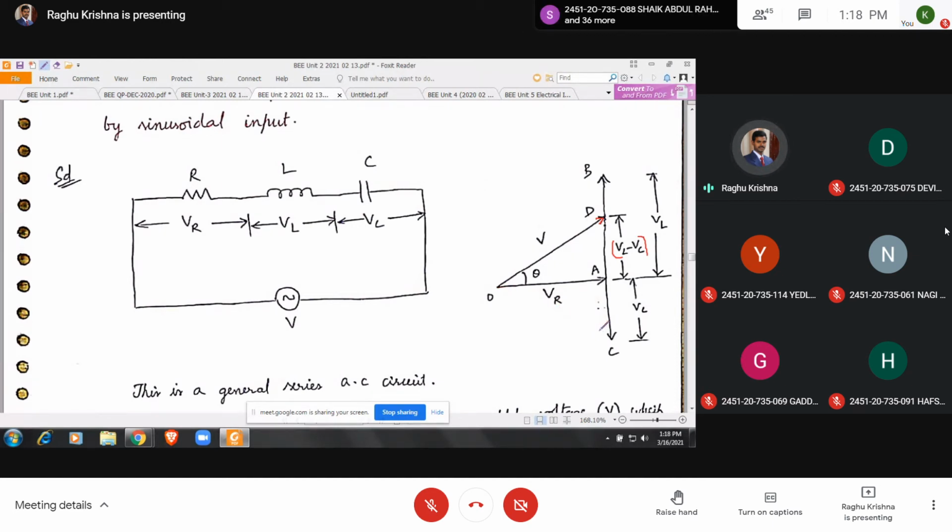So here I have considered VL greater than VC. So here I am going to get this one. So this is the phasor VR. If you want, you can put a VR here, and here you can take one more phasor I. As you are aware of this one, I have not drawn it in order to make this simple.